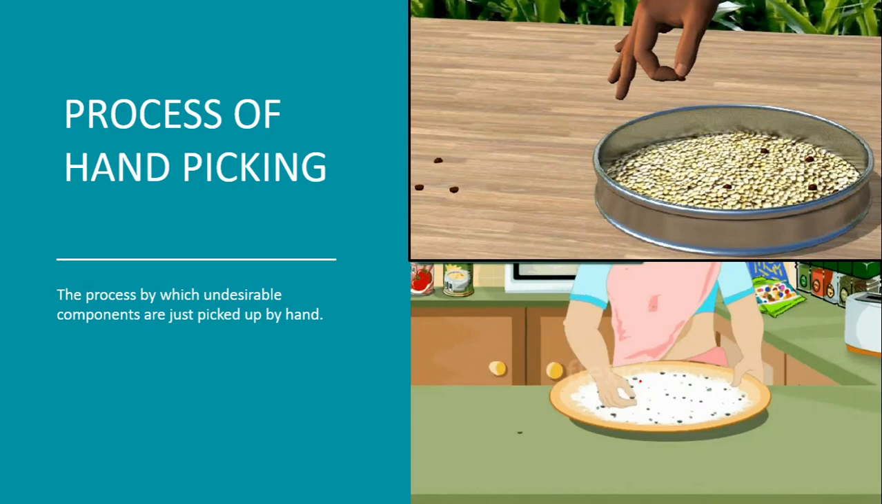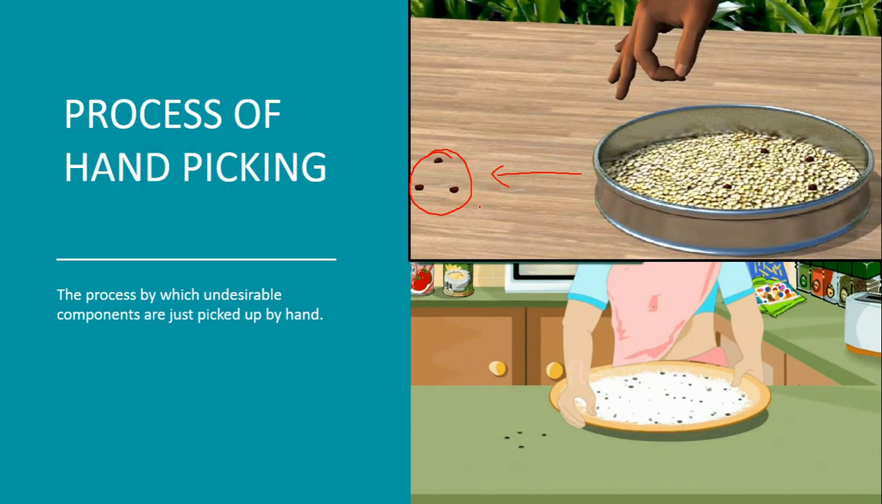Now the next one is process of hand picking. So the undesirable components are just picked up by hand, and this process is called hand picking. Small stones, unwanted grains, and many other impurities are separated from rice, wheat, pulses by this process. This method doesn't require any machine. It is completely based on human activity.